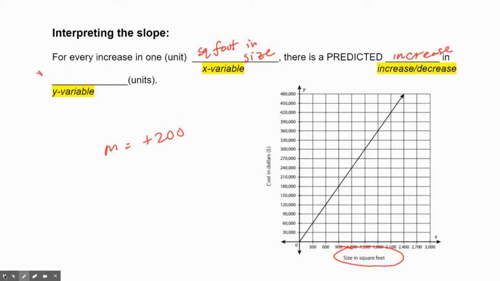The units are dollars, right? And then the units up here is square foot. So you want to make sure that you write those units. For every increase in 1 square foot, so we wrote the unit there. You don't have to write the word unit. For every increase in 1 square foot in size, there's a predicted increase of cost of about $200.